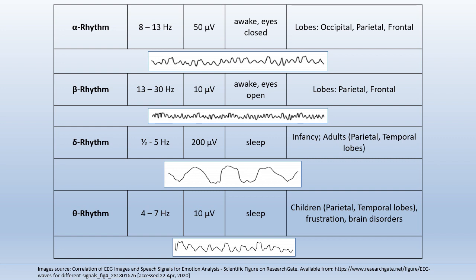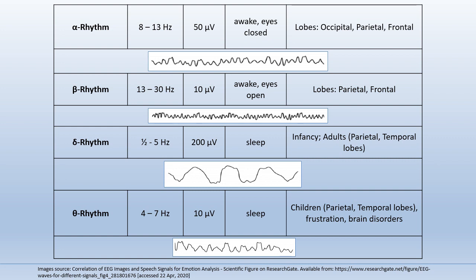Then we have the delta rhythm or the delta wave pattern. The frequency is slow, half to 5 cycles per second, but voltage is very high, up to 200 microvolts, seen in deep sleep, also seen normally in infancy, and in adults it is recorded on the parietal and the temporal lobes. This large wave pattern is seen below this column.